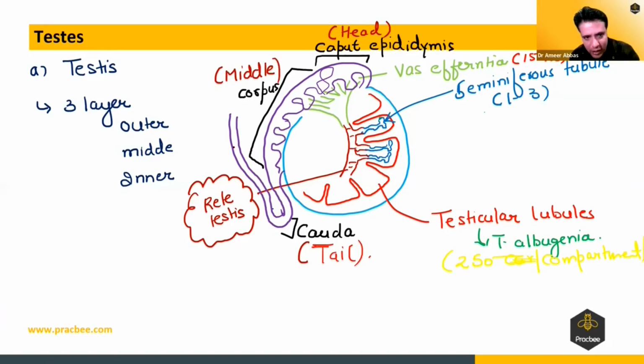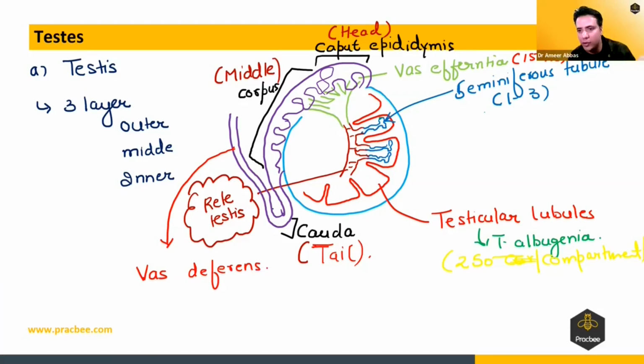Let me explain you the last thing. From the tail of the epididymis, the duct arises. This duct is known as vas deferens. Okay, just tell me one thing.